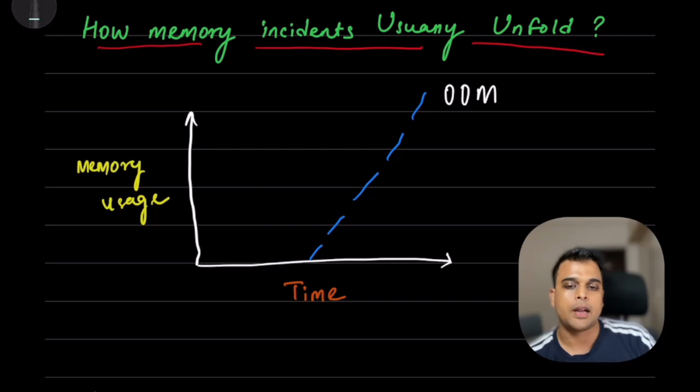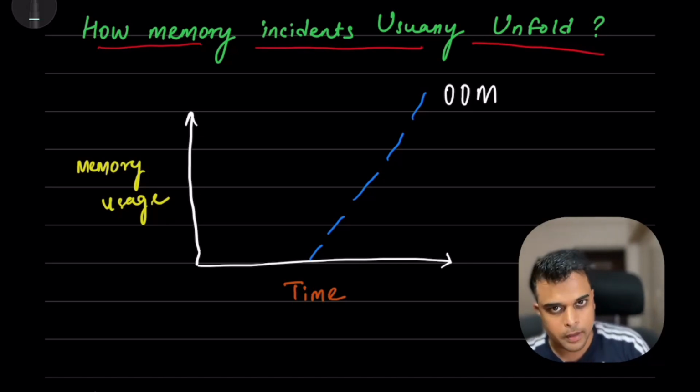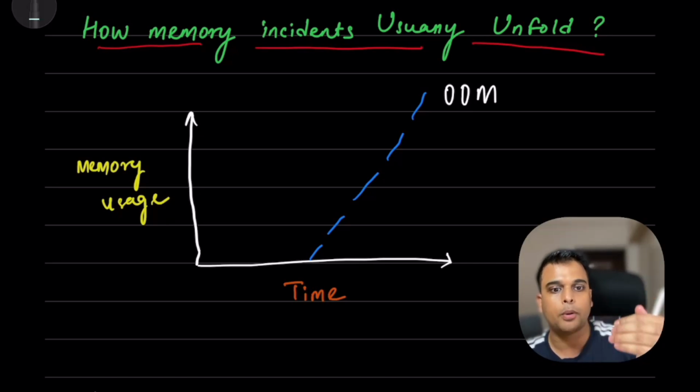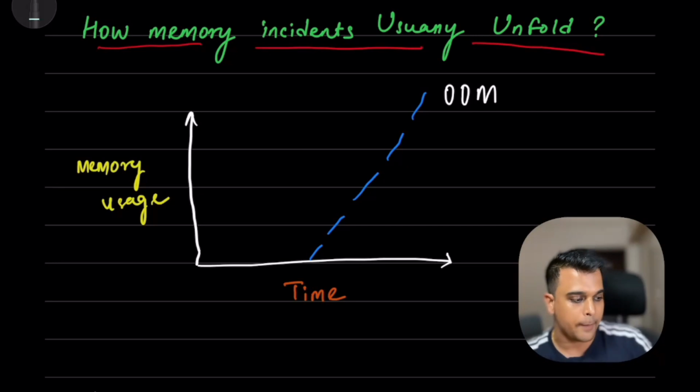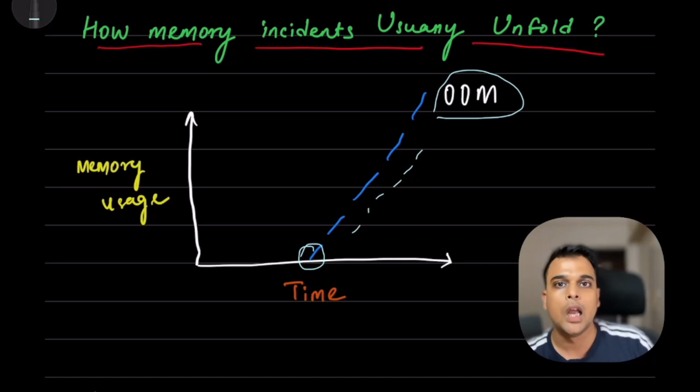Before jumping into commands, we need to understand how exactly a memory incident usually develops. In most cases, the system does not immediately run out of memory, but it is a gradual process which happens over a period of time. So for example, if you see the graph, this is when your memory starts spiking up and it keeps on increasing until it reaches the dangerous spot, which we call OOM.